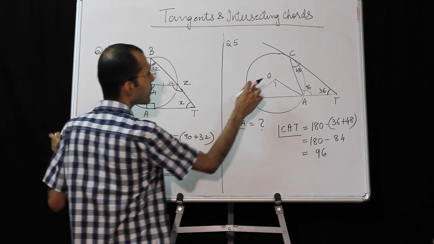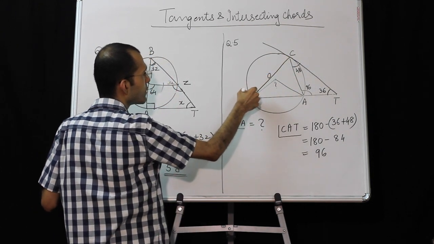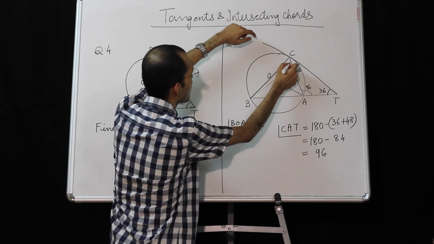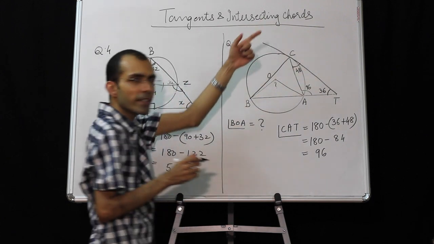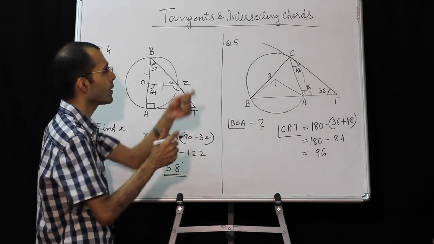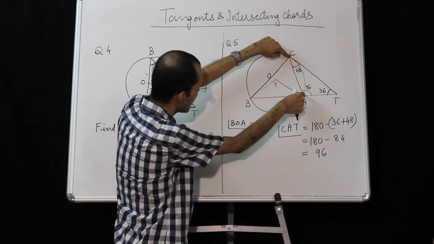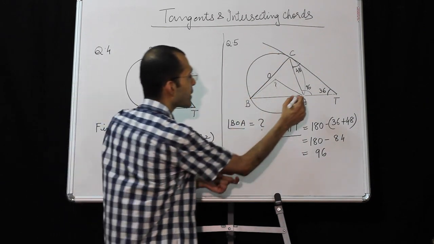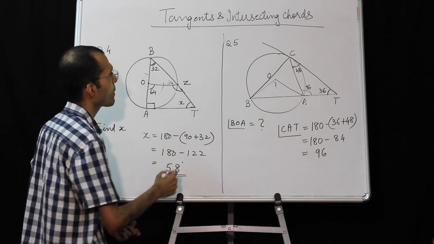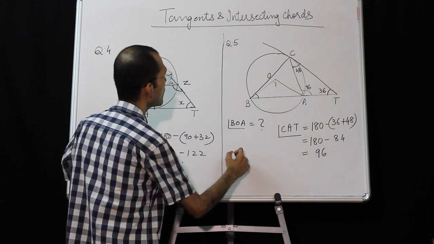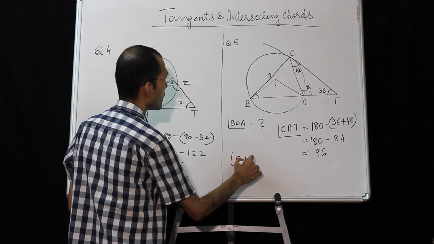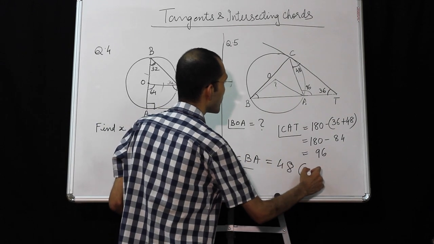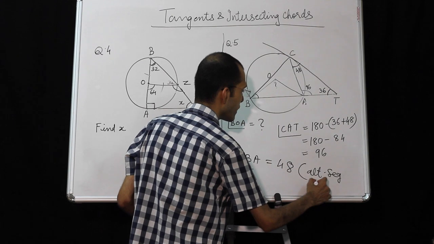For which we will have to join CB. The reason what inspires me to do so is because this is an angle 48 and it's the angle formed between the chord and the tangent, so most likely the alternate segment theorem will be used. For that, the two endpoints of the chord should throw an angle anywhere at the circumference. This is already done. If I just join CB, the alternate segment theorem will get activated. Now angle CBA will be 48. The reason is the alternate segment theorem.